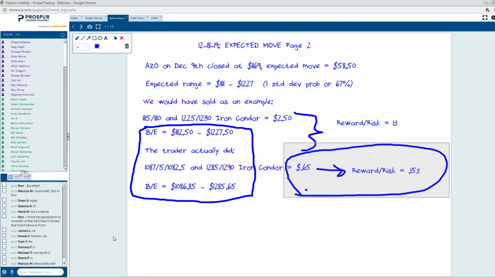Absolutely. There's no question about it. But when it does make that move, that 10% of the time that it does make that move, it's going to wipe out the profits from the times that you make your 60 cents. That's the key.